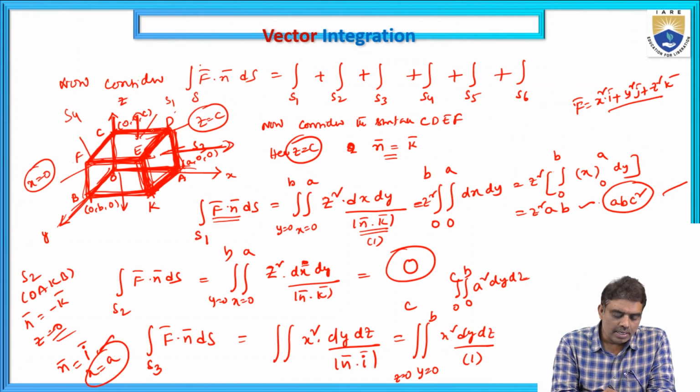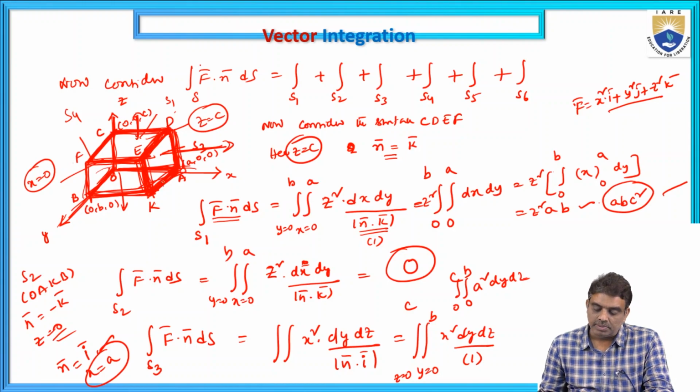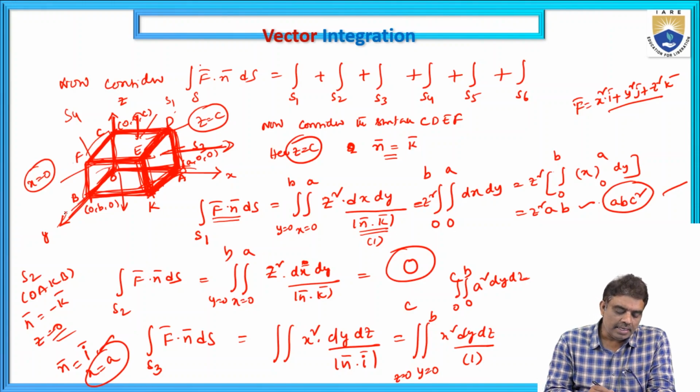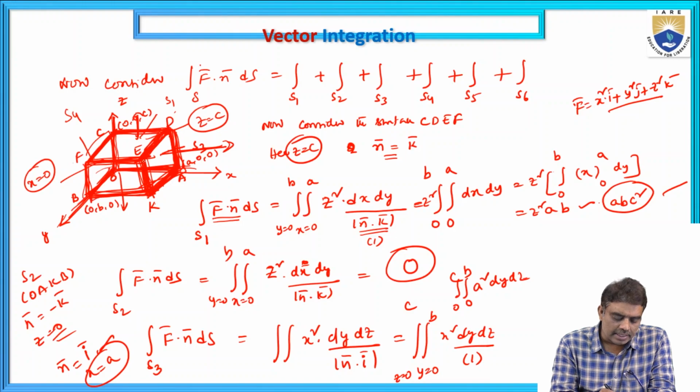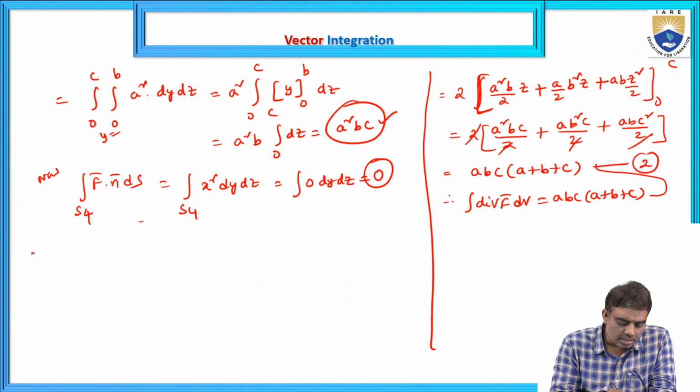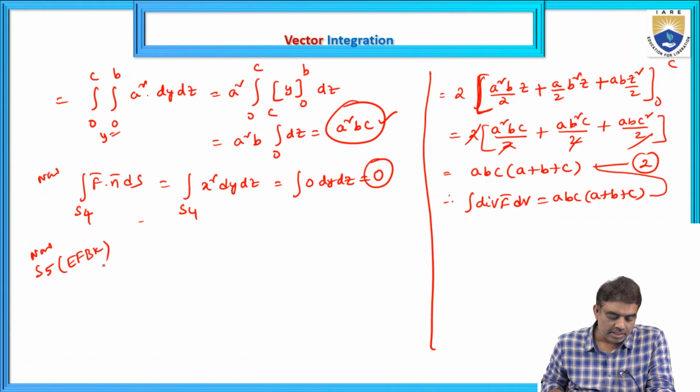This is over, and this also we have calculated, and we have seen that some value is obtained. Now this is 0. Similarly, you calculate this one. Next, what is the remaining? This I can write as EFBK. Now EFBK, the surface S5. I will check whether it is right or not.